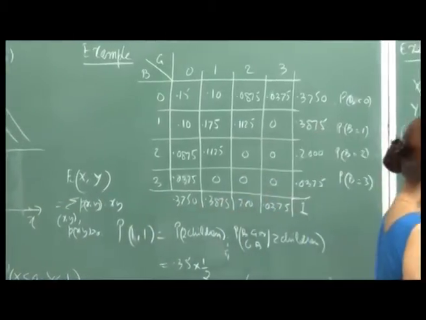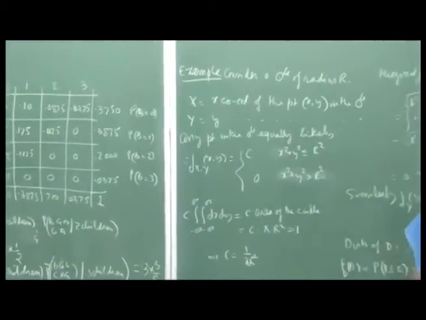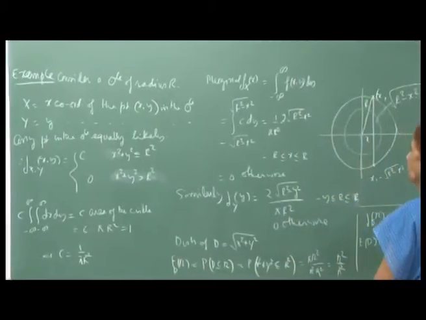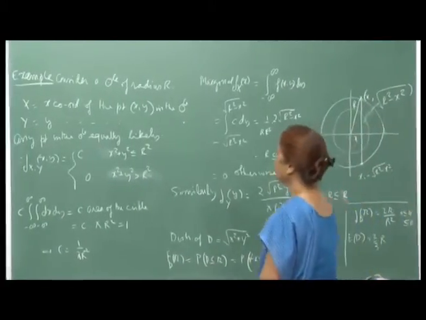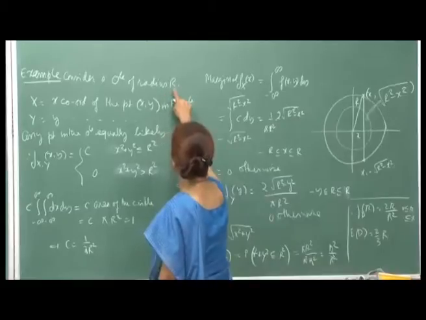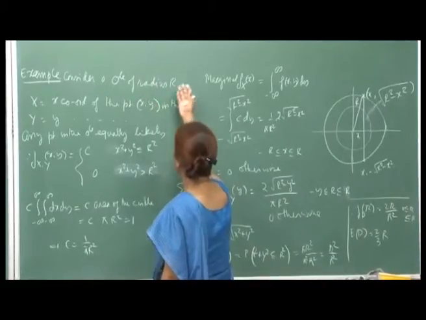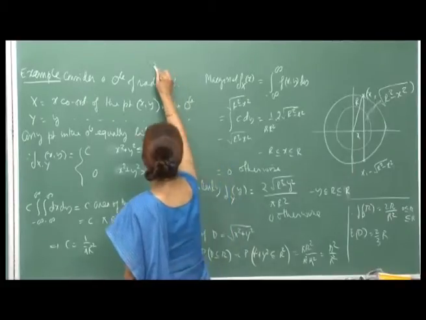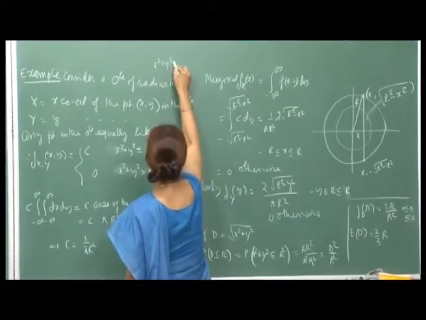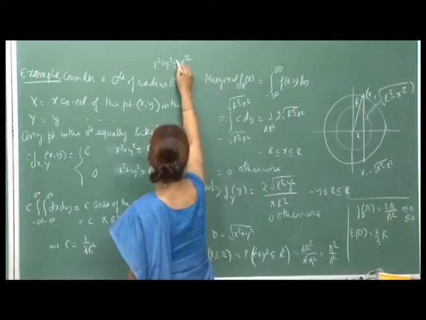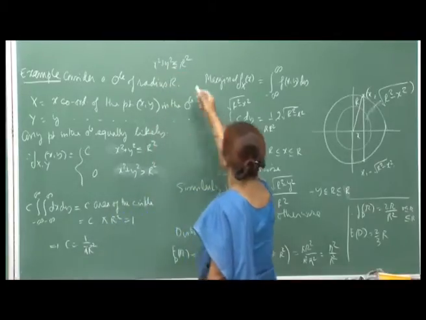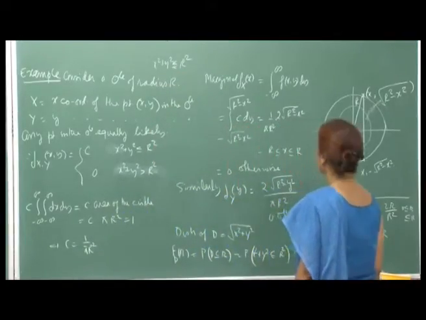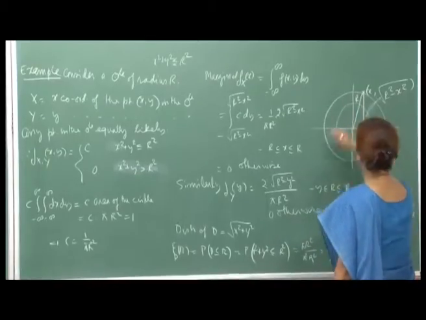Now, I will continue with some more examples of the continuous random variable. So, here let us see, you take a circle of radius r and let us say it is centered at the origin. So, the equation of the circle is x square plus y square equal to r square. So, when you are taking the inside of the circle, then it is less than or equal to r square. So, this is the circle given to you.